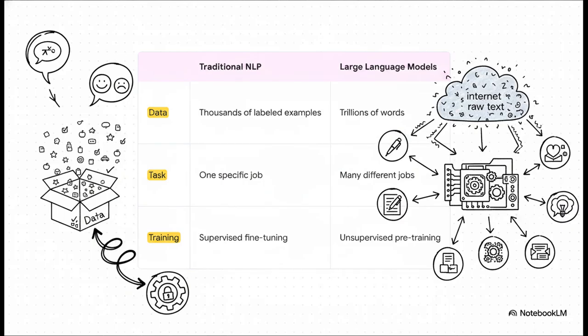What's so wild is how different this is from older AI. Traditional models were specialists, right? You'd build one just for translation, another for figuring out if a review is positive or negative, and you had to spoon feed them thousands of carefully labeled examples. LLMs, they're generalists. They learn all by themselves from the raw text of the internet, and that one single model can turn around and do dozens of different things.